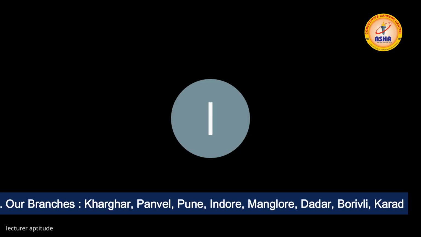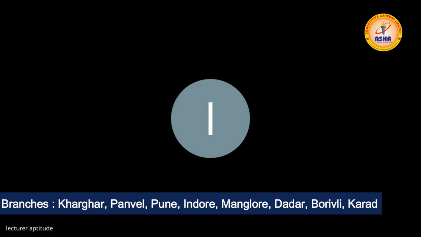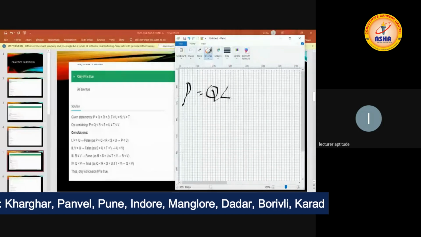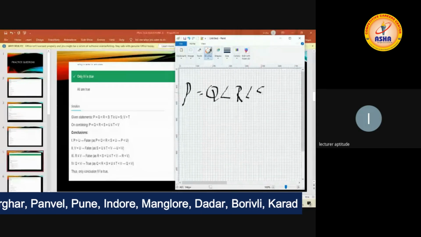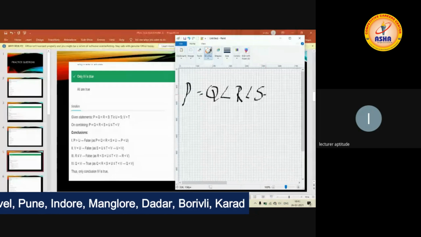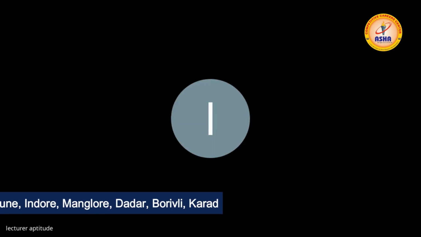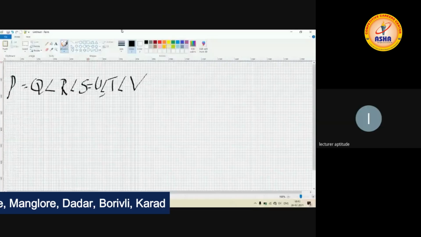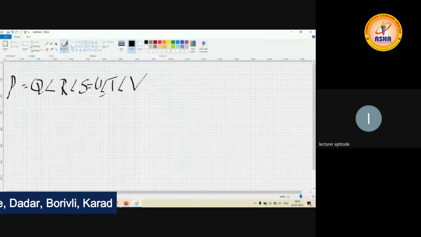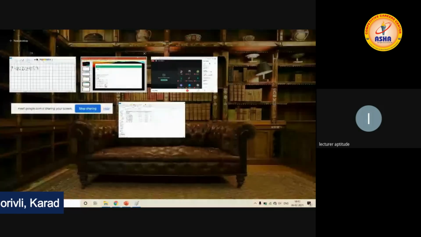So P = Q < R < S = U <= T < V. This is the combined relation that we got. What is asked is whether Q is less than V, that we have to check. So what is the relation between Q and V?